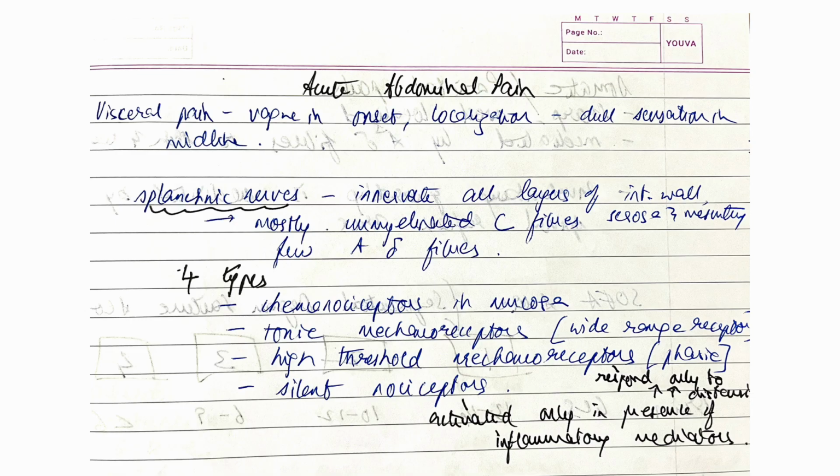Acute abdominal pain. Visceral pain is vague in onset and in localization. There is a dull sensation in the midline. It could be in the epigastrium, periumbilical area, or in the hypogastric area.